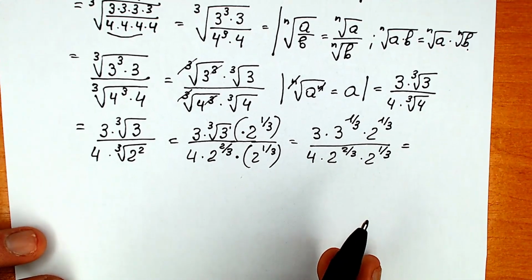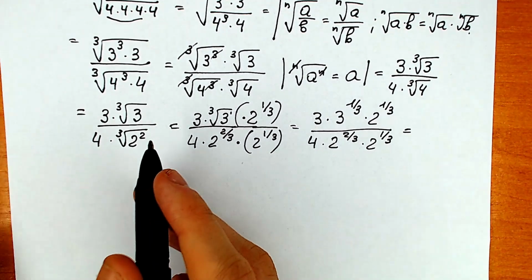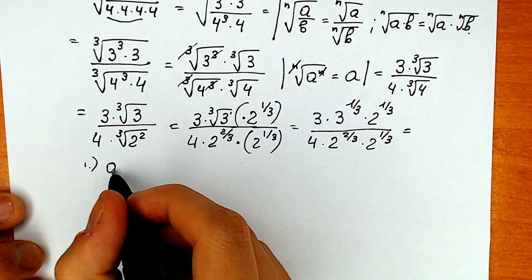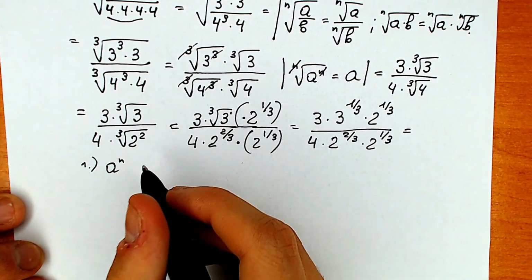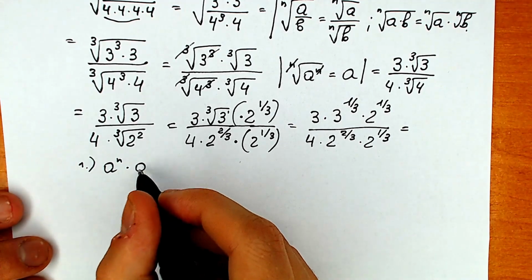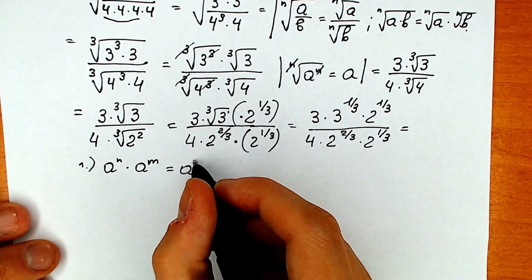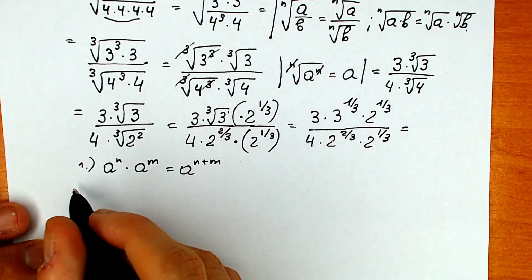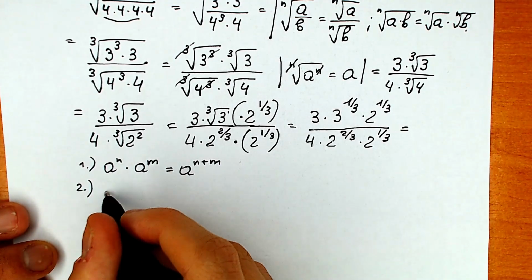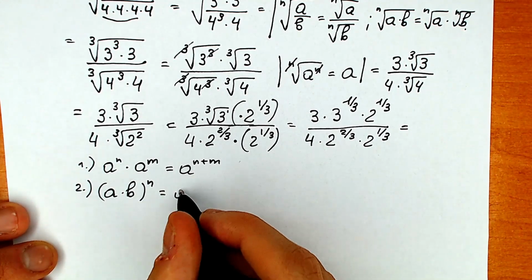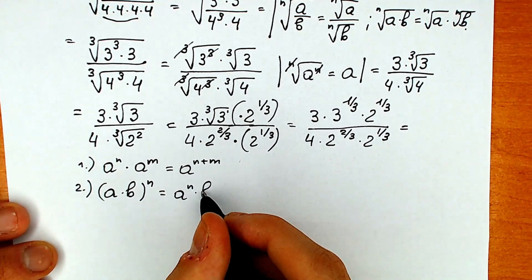I'm going to write it because maybe a lot of students watch my videos. We need to know two properties. The first property: a to the power n times a to the power m, we're going to write as a to the power n plus m. And a real quick second one, also really important: when we have a times b raised to the power n, we will have a to the power n times b to the power n.